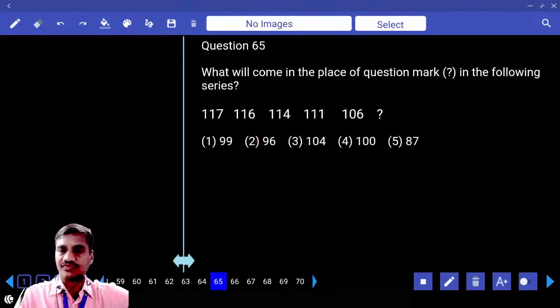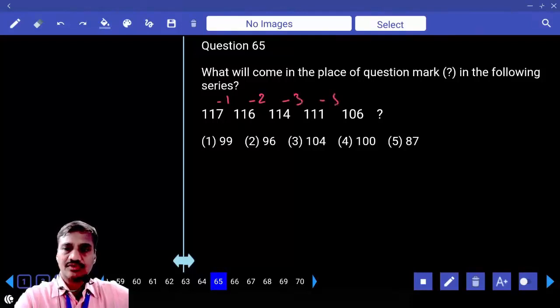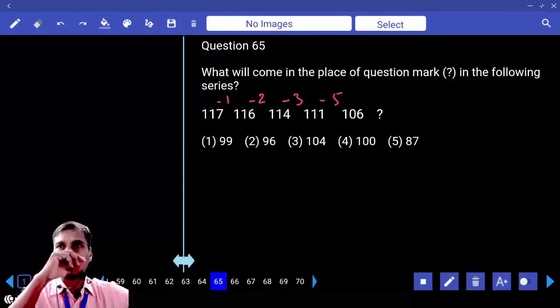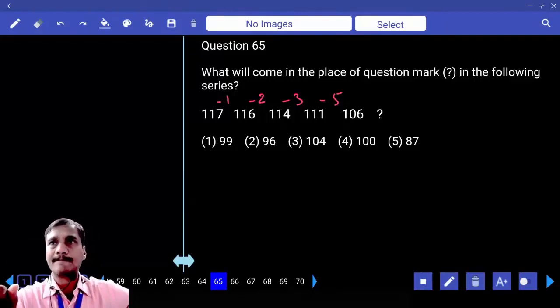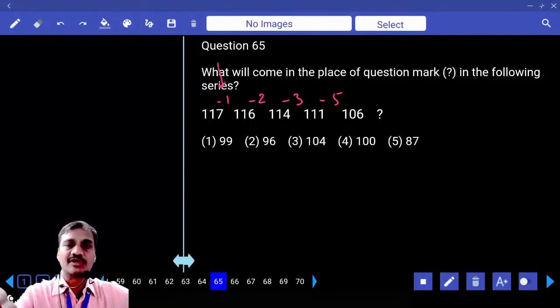And finally 65. 117 and 116. What is the difference we have? Minus 1. And 16 and 14, 2. And 14 and 11, 3. Next one it is 5. Isn't it? 11 and 6 it is 5. 1, 2, 3, 5. Any order we have in this one? 1, 2, 3, 5 cannot be prime because 1 is neither prime nor composite.